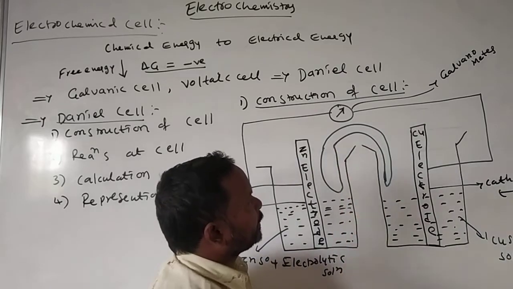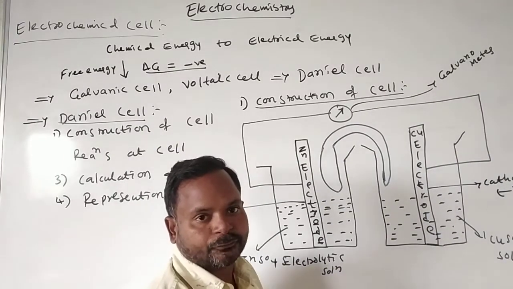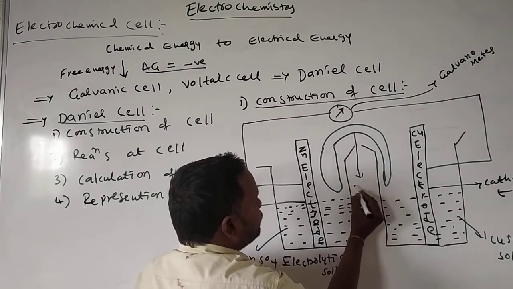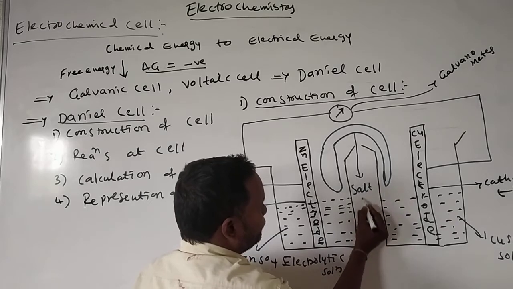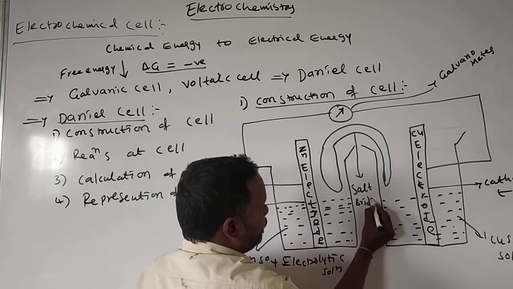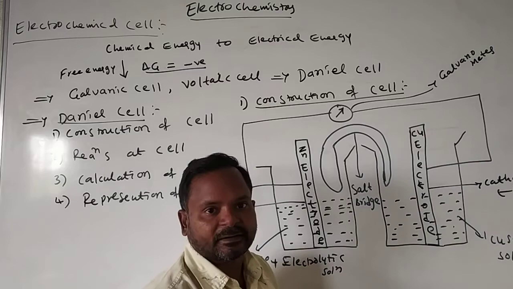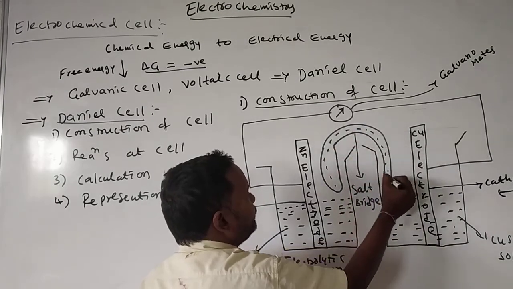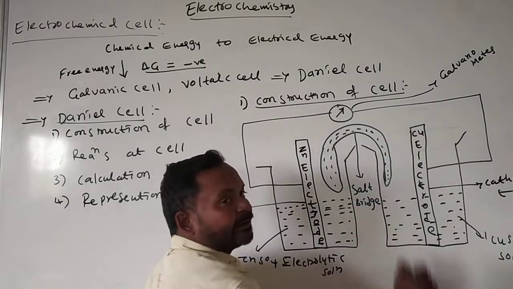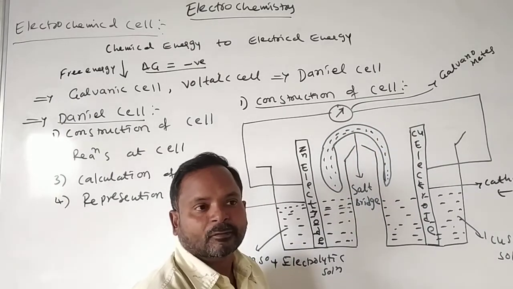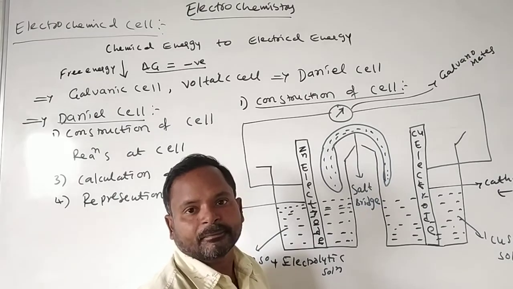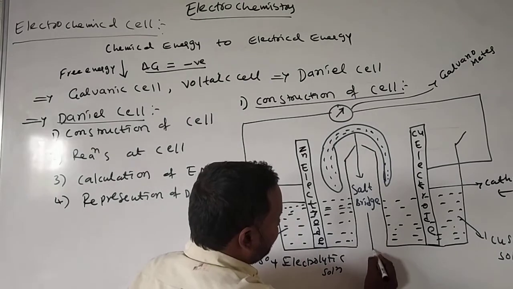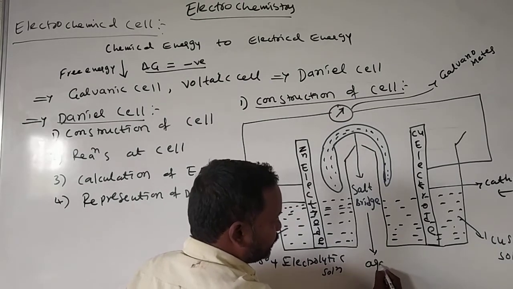The inverted U-shaped tube is a glass tube, which we call a salt bridge. This is filled with agar-agar jelly along with potassium chloride, ammonium nitrate, or potassium cyanide.